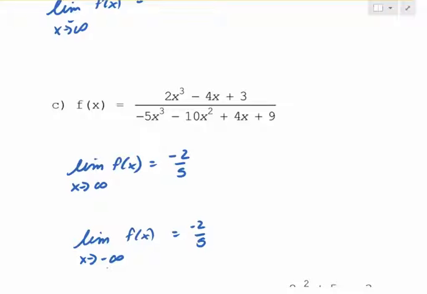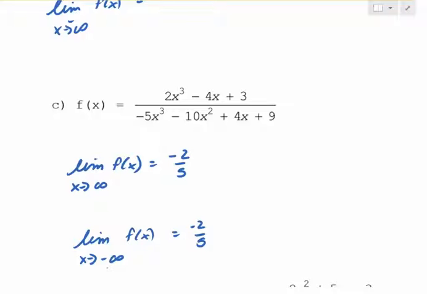This is assuming it's cleaned up, right? If you have the same powers, what are the only two numbers that matter there? The leading coefficients, the 2 and the -5. When the degrees are the same, the leading coefficients are the only thing that matters. So what's the horizontal asymptote going to be?